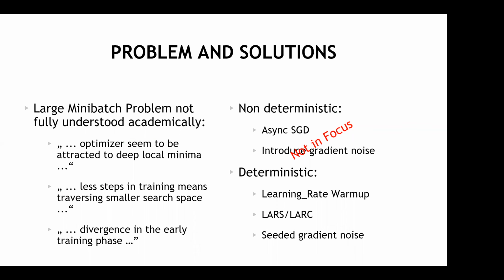So you could think about using asynchronous methods rather than synchronous methods for the data exchange, but those are not in focus here. So here we only focus on deterministic approaches, and we have learning rate warm-up, LARS and LARC, and some use basically a deterministic gradient noise, but I don't see that very often. Academically, it's not fully understood. Adam pointed it out yesterday.